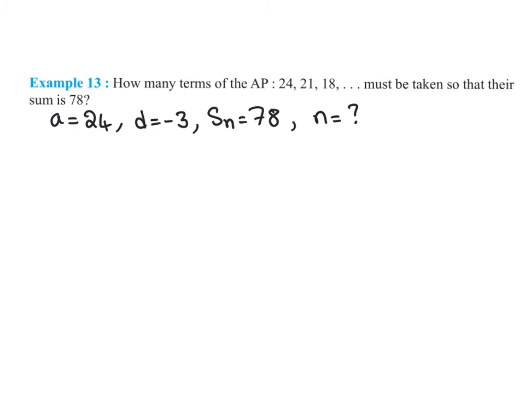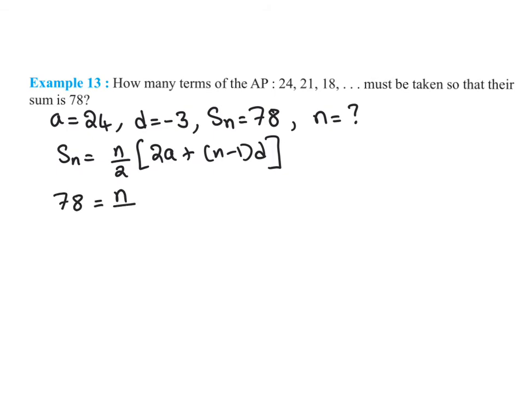We know what's the formula. Sn is equal to n over 2 times 2a plus n minus 1 times d. So we can plug in the variables we know. So 78 equal to n, we don't know, over 2 times 24 plus n minus 1 times d, negative 3.